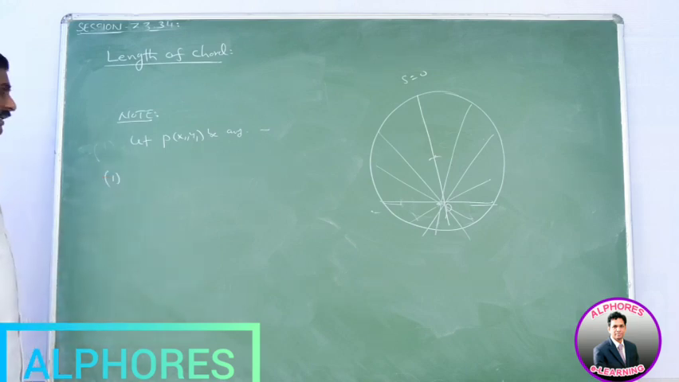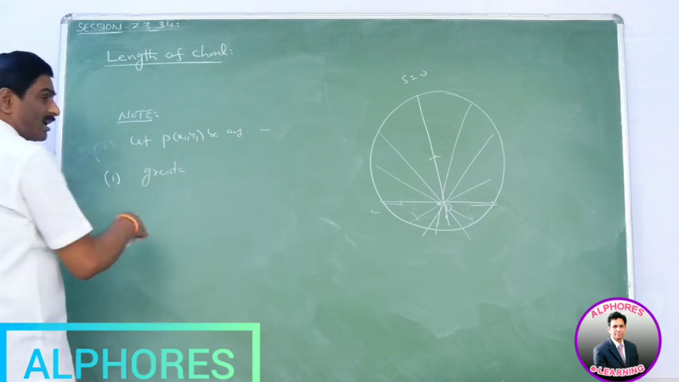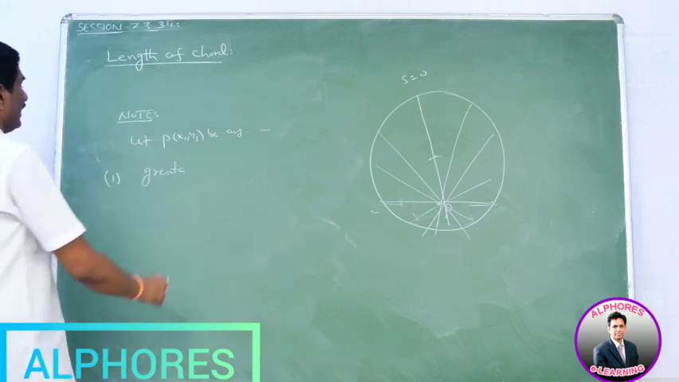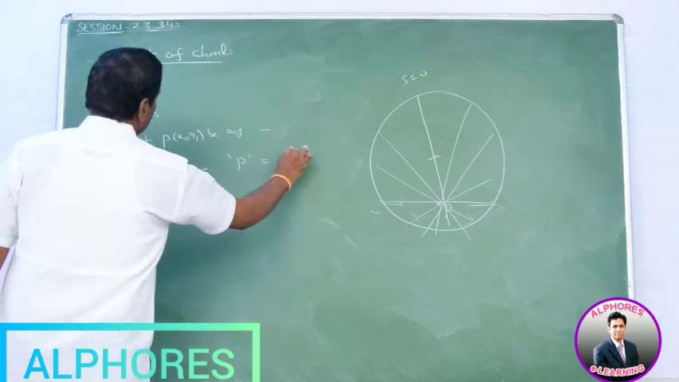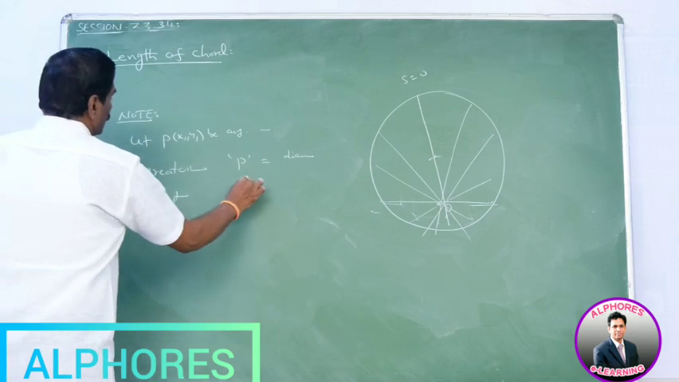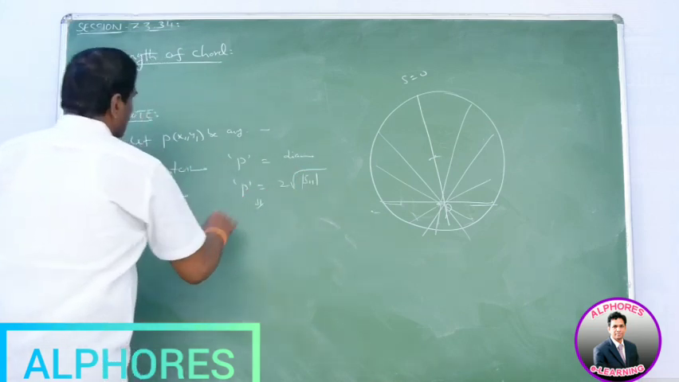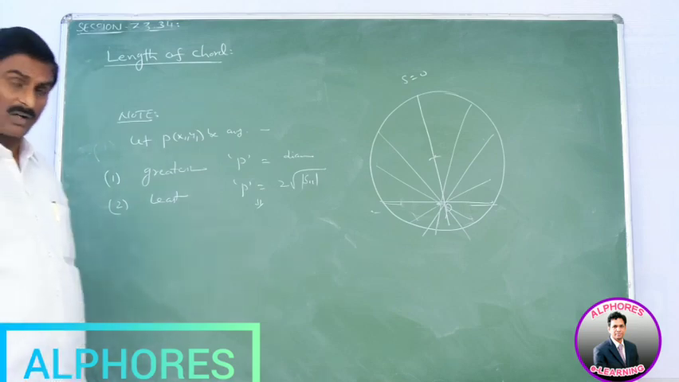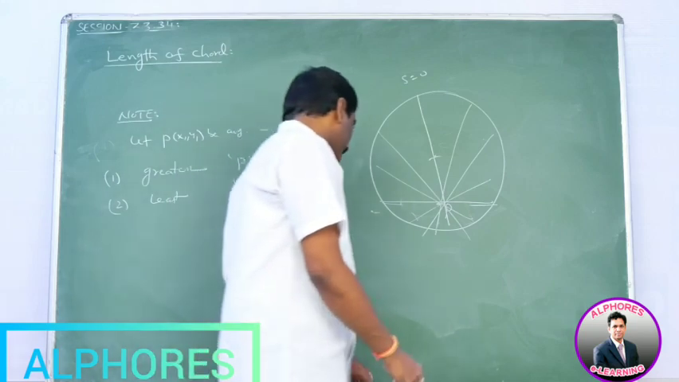First one, the greatest length of the chord passing through P is equal to the diameter of the circle. The least length of the chord passing through P is equal to 2 root mod S11. It is possible when P is the midpoint of the chord.